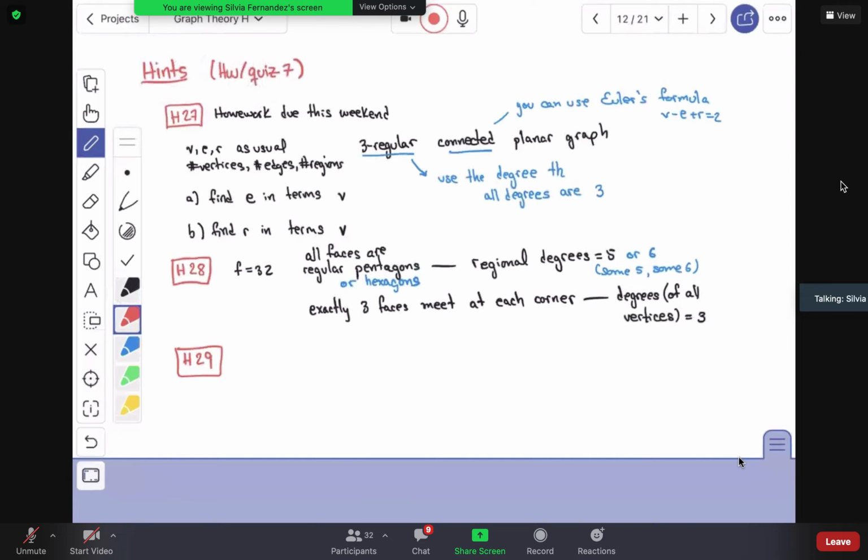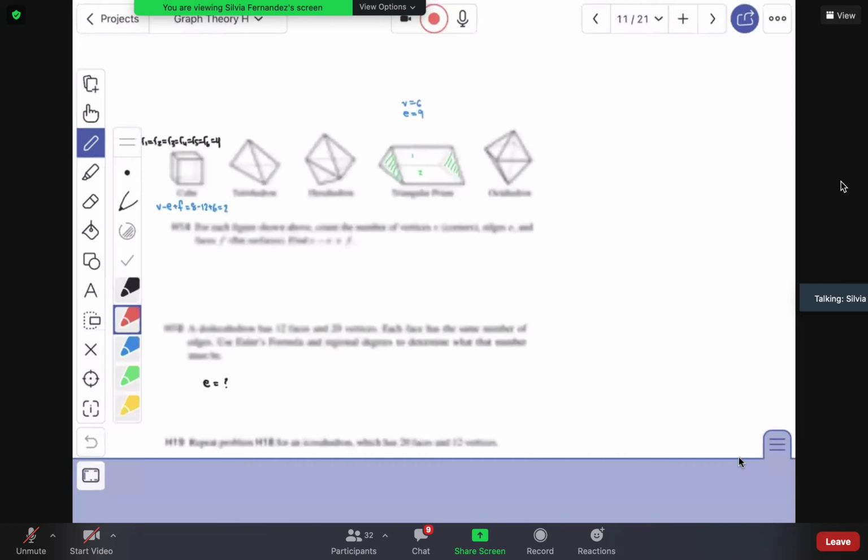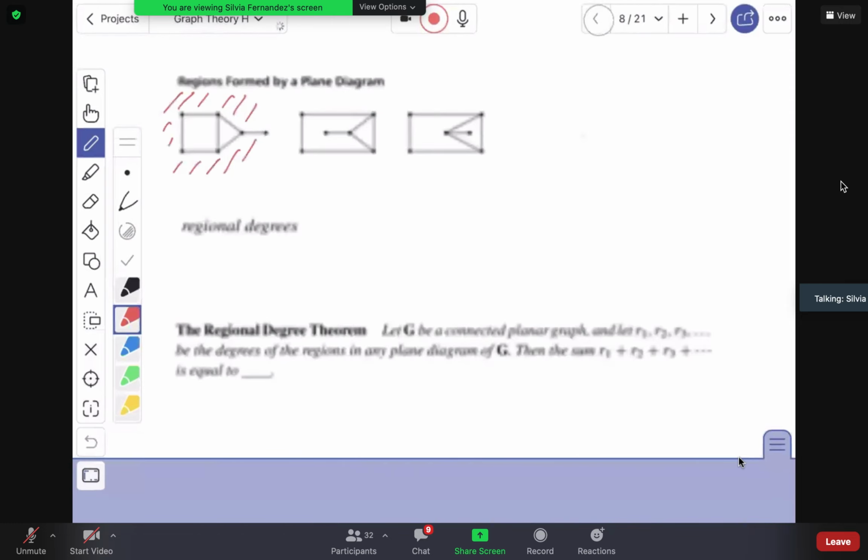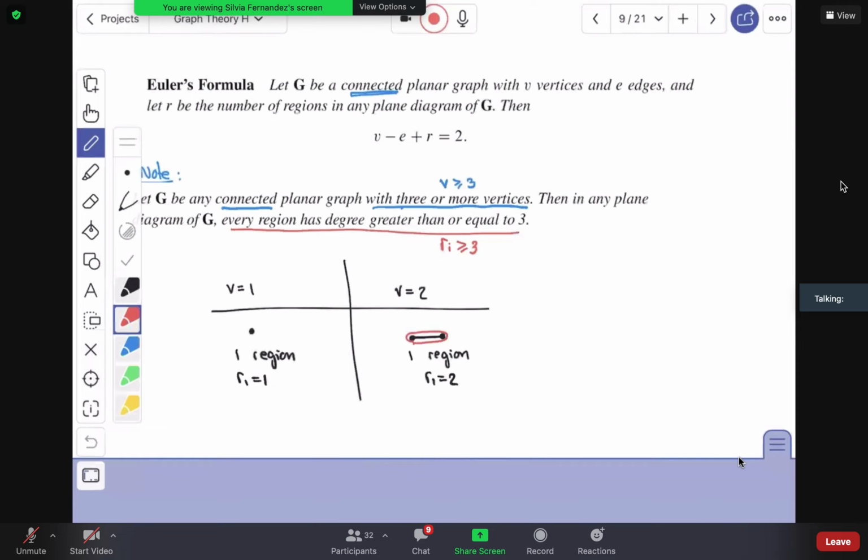So for H29, it says, let G be a connected planar graph with 3 or more vertices. Again, they're telling you that it's connected so that you can use Euler's formula. Connected and planar, right? With 3 or more vertices. Do you remember when we said something about having 3 or more vertices? If I go back in my notes, you'll see we have that note. This note. Remember?